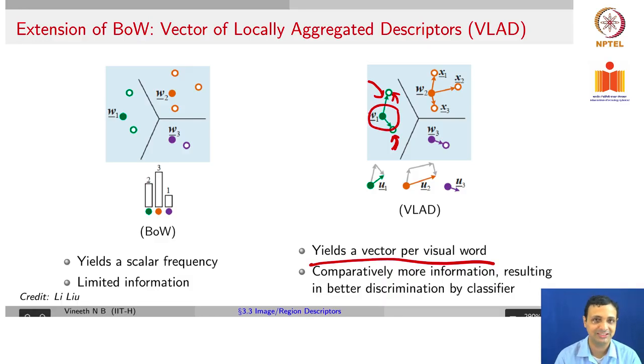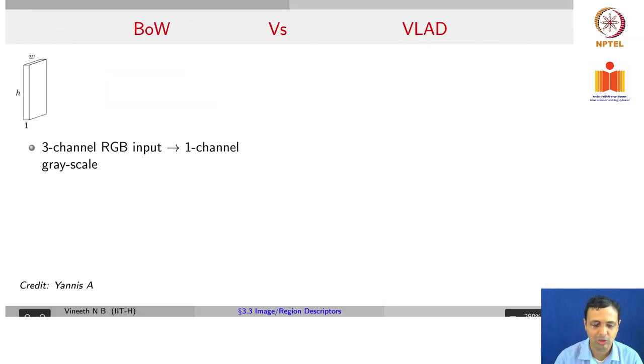So it's not a scalar frequency anymore. It's a vector of how far other features that map to this visual word are in each dimension. This gives you a little bit more information that could be more effective. Let's see this a bit more clearly.